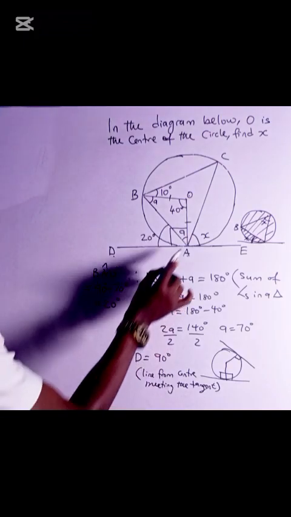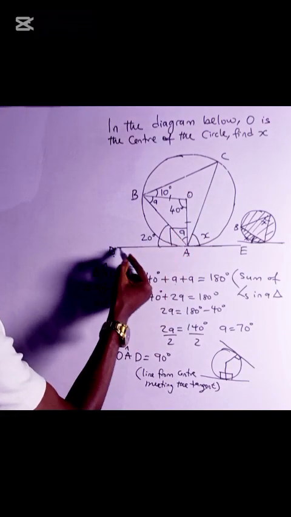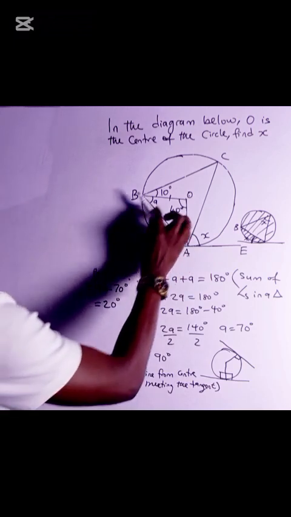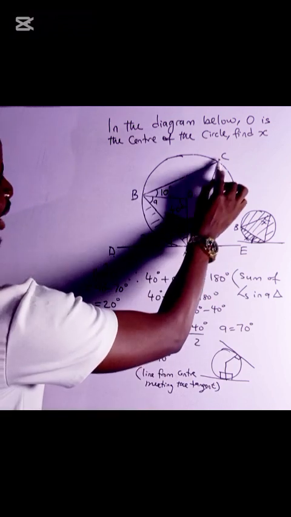What does it mean? Look at this chord AB. It makes an angle with a tangent in the minor segment. If you shade here, it is the minor segment. Now this is the major segment. The same chord sustains an angle.